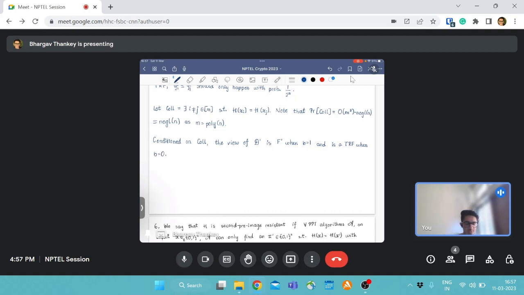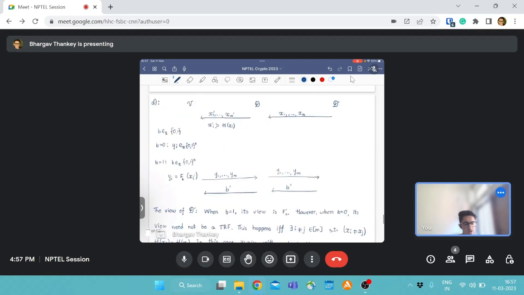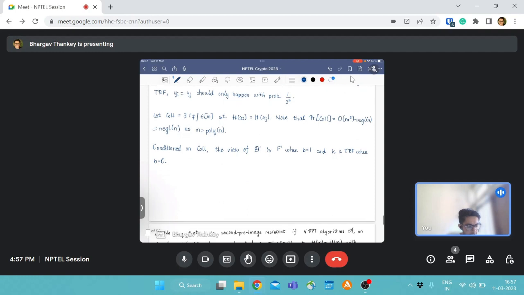So is this claim clear? Why is this happening? Because when there is no collision, all these xi primes would be distinct. So when we are interacting with a TRF, the yi's would be independent and random. And when we are interacting with the PRF, there is no issue because there was no issue in the previous case either. So conditioned on a collision not happening, the view of D prime is the desired view, F prime versus the TRF view. Okay, is this fine?